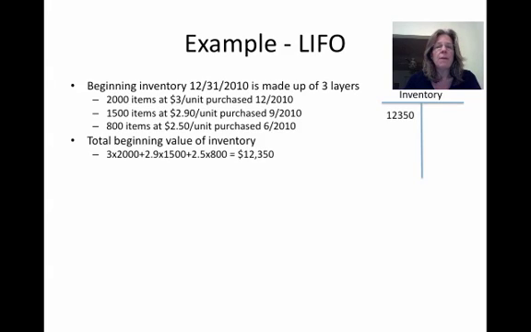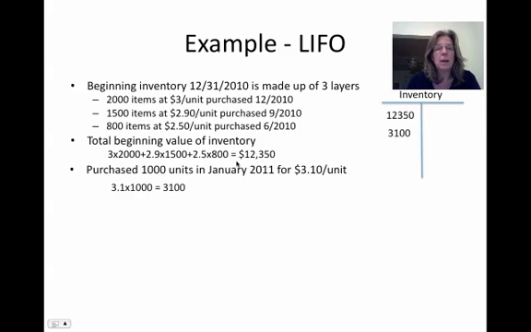So here we have this beginning inventory that is made up of 3 layers: one that was bought in December, one that was bought in September, and one that was bought in June. And you can see the prices have been rising, $2.50 in June, and now it's $3. The total value of the beginning inventory we can calculate by taking 2,000 times 3, etc., to get to $12,350. So that's where we have this inventory value in the T account.